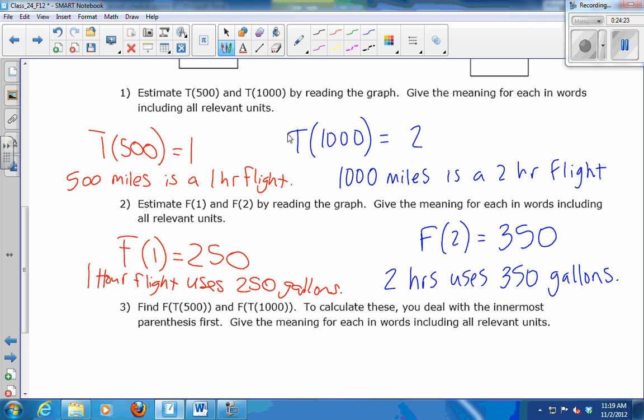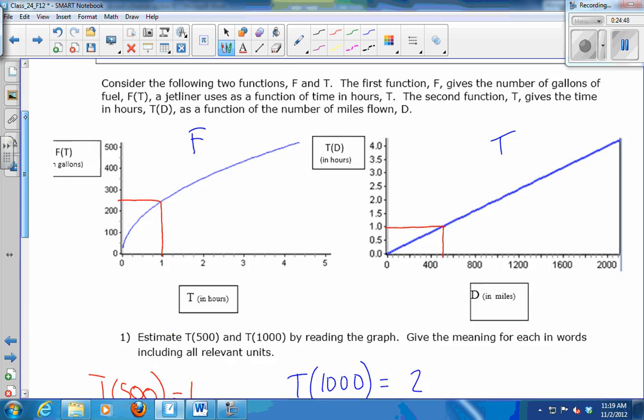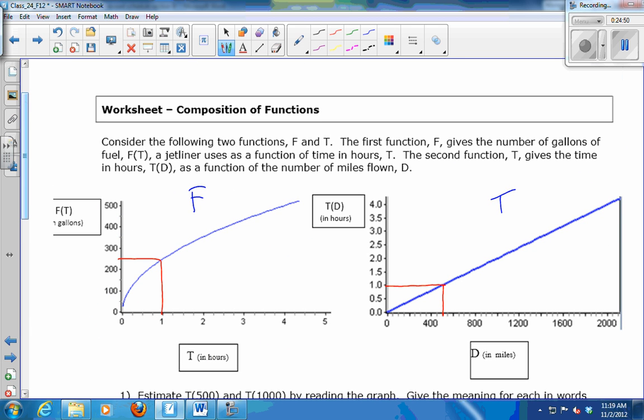Why is it that 2 hours doesn't use 500 gallons? If 1 hour uses 250, why doesn't 2 hours use 500, double the amount? Because what? That's a good theory. But I believe they said in the question that this is after takeoff. Maybe. Oh, it doesn't say.